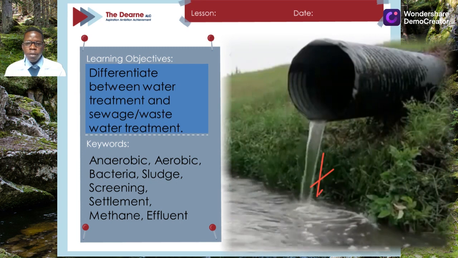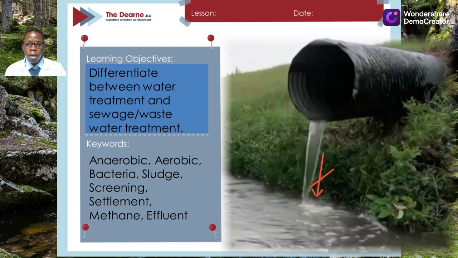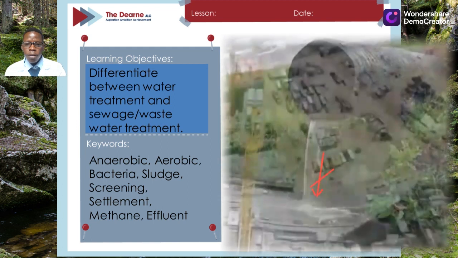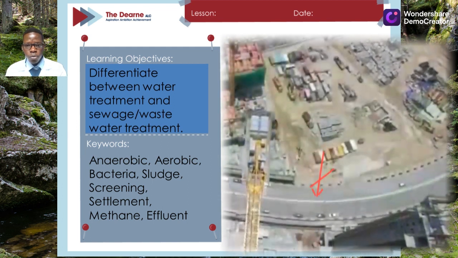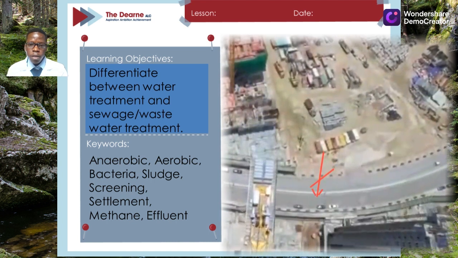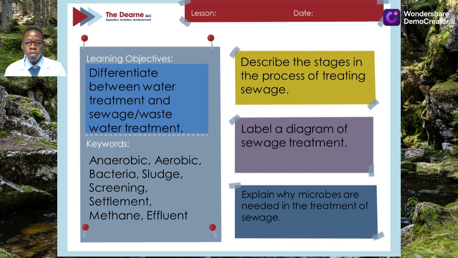So the objectives of this lesson: you must be able at the end of the lesson to distinguish between water and sewage treatment. There is water treatment, there is also sewage treatment, as two separate terms. So you must be able to distinguish between them. Secondly, you'll be able to describe the strategies or the stages that are used in the process of treating sewage. Be able to draw a well-labeled diagram for the treatment process and also explain why microbes are required during the process of treatment.